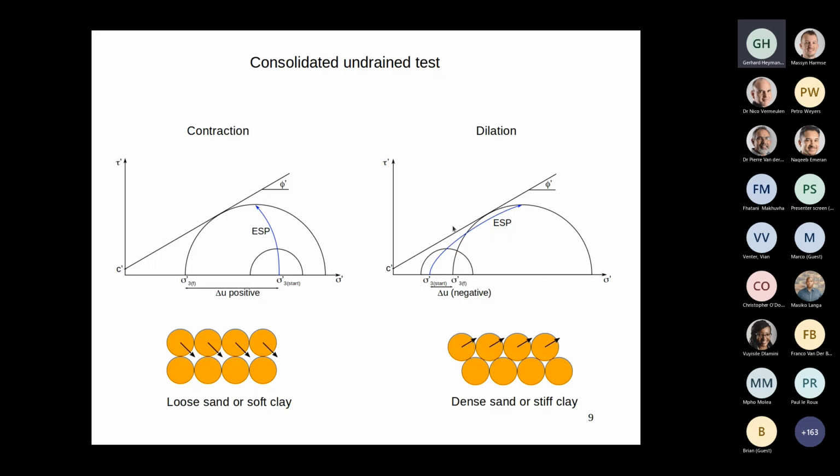Now I've mentioned that there is valuable information in a stress path. The first thing we're interested in is, does it go to the left? In other words, do the pore pressures go up? We call that contraction. That very typically happens for a loose sand or a soft clay. For a dense sand or a stiff clay, if we shear the specimen, the pore pressure reduces, it goes down, and the stress path goes to the right. So the soil becomes stronger as it dilates. Okay, so that is valuable information for the design engineer, simply by looking at the direction of the stress path.